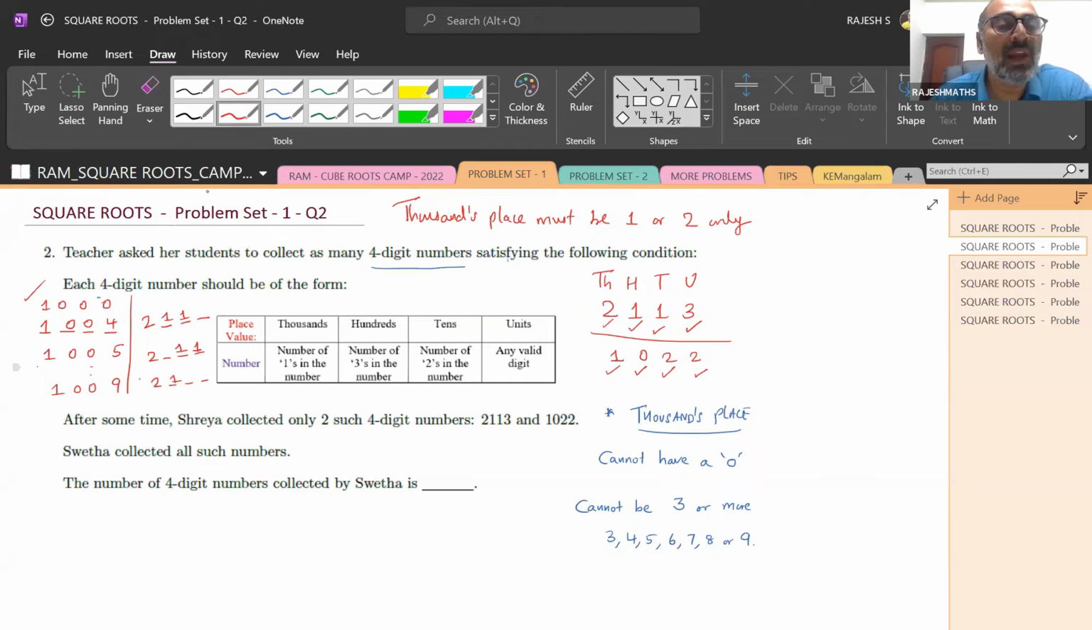If you have 211 dash, then the number of ones is satisfied. Then you should have a 1, 3, 2. So the last digit should be 3. So it's the only possibility with 2, 1, 1.